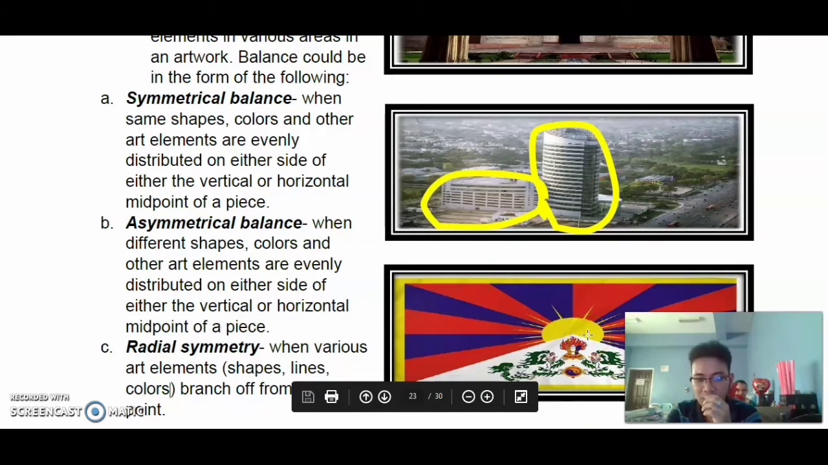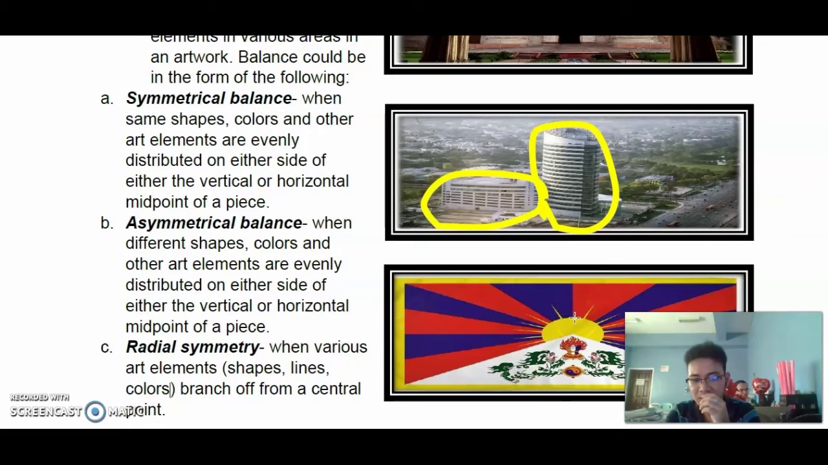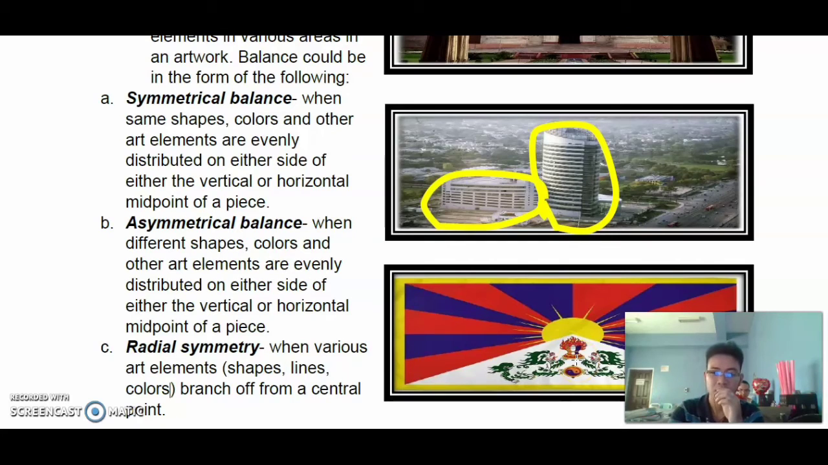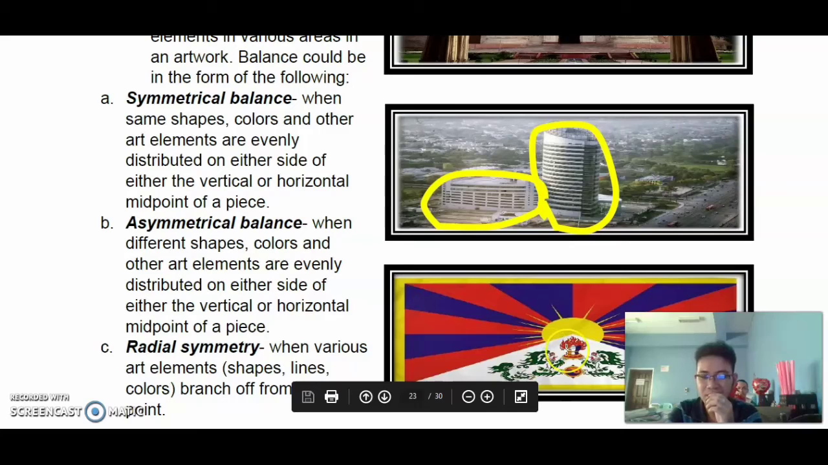So what is our central point in here? This is a flag. So we have the central point here, our sun. So this is our central point, and the elements or the other shapes or lines which are concentrated on this one are on the side. So we have it here, the red lines, the red color, the blue one, we have here the dragon, we have here the fire. So they are all concentrated on a central point, which is the sun. So this is what we call radial symmetry.